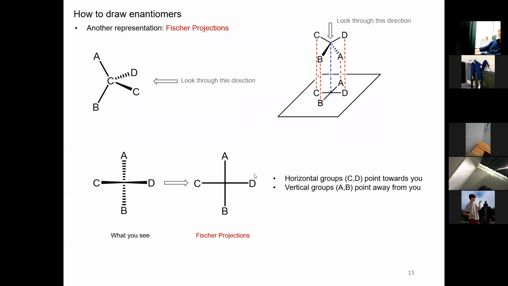Right, Fischer projections. All right, so remember that if I give you a Fischer projection like this, by definition, C and D are pointing to you, okay, facing you like this. A and B on the vertical position are pointing to the back like this, okay? So it's by definition. So if you see this Fischer projection, imagine this, right?